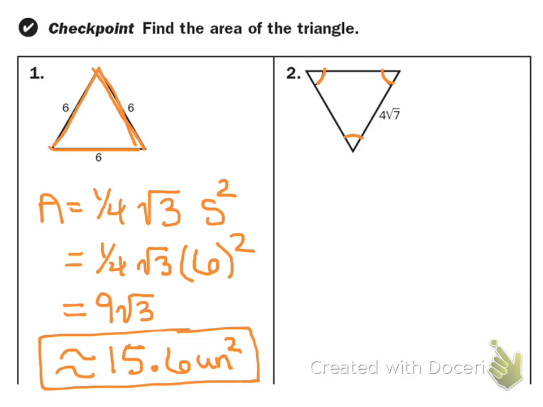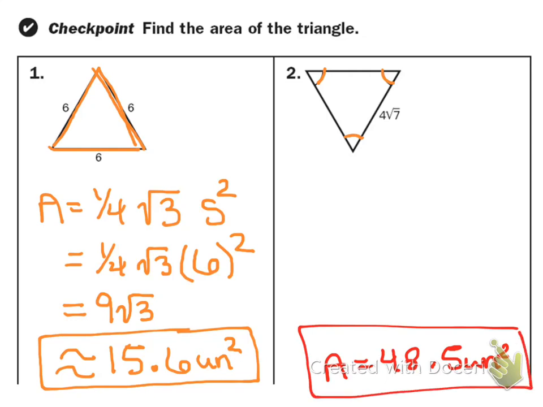If you solved it correctly, you should have found that the area was equal to 48.5 units squared. If you did not get 48.5 units squared, check and see, did you use the correct formula? The area is equal to 1/4 times the square root of 3 times the length of side squared.